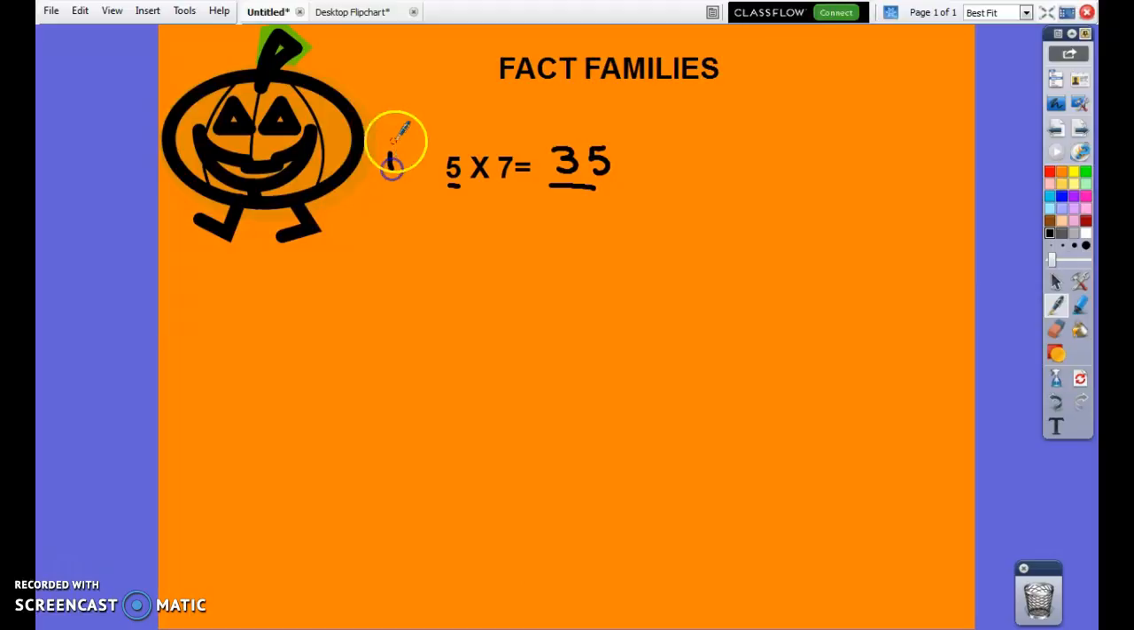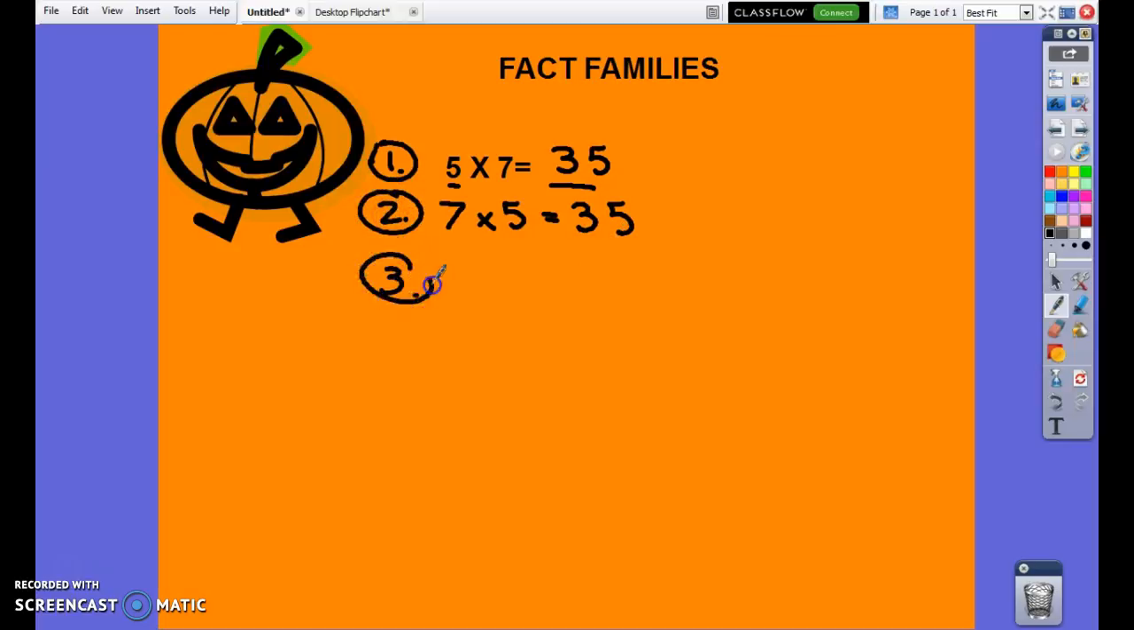This is my first one. Now I look at my two factors here, and 5 times 7 equals 35. I'm going to just change their position. I'm going to write 7 times 5 equals 35. So I have my two factors equals my product, 35. That's my second fact family.